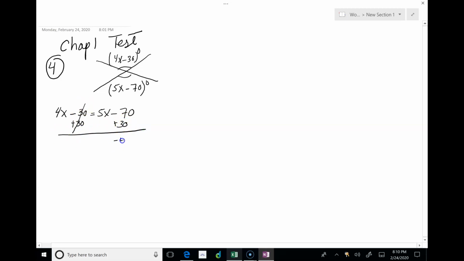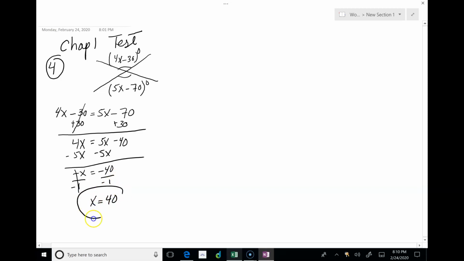Then you would have negative 40, and then 5x equal to 4x. You take away 5x from both sides. You have negative x is equal to negative 40. To isolate x, you divide both sides by negative 1, or you can multiply both sides by negative 1. So as a result, x is 40.